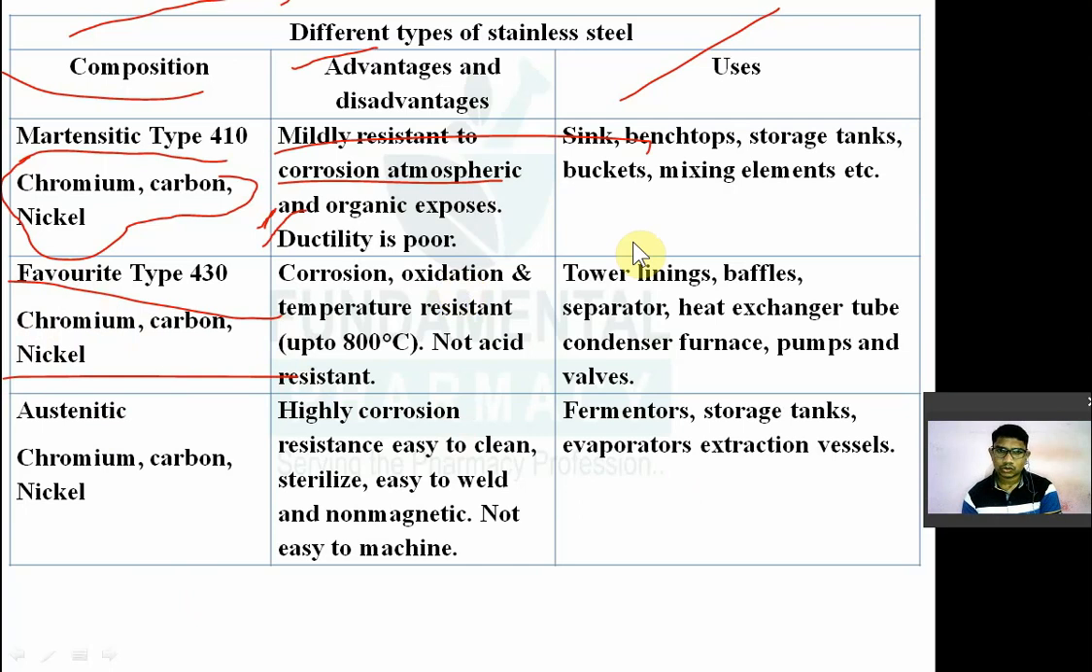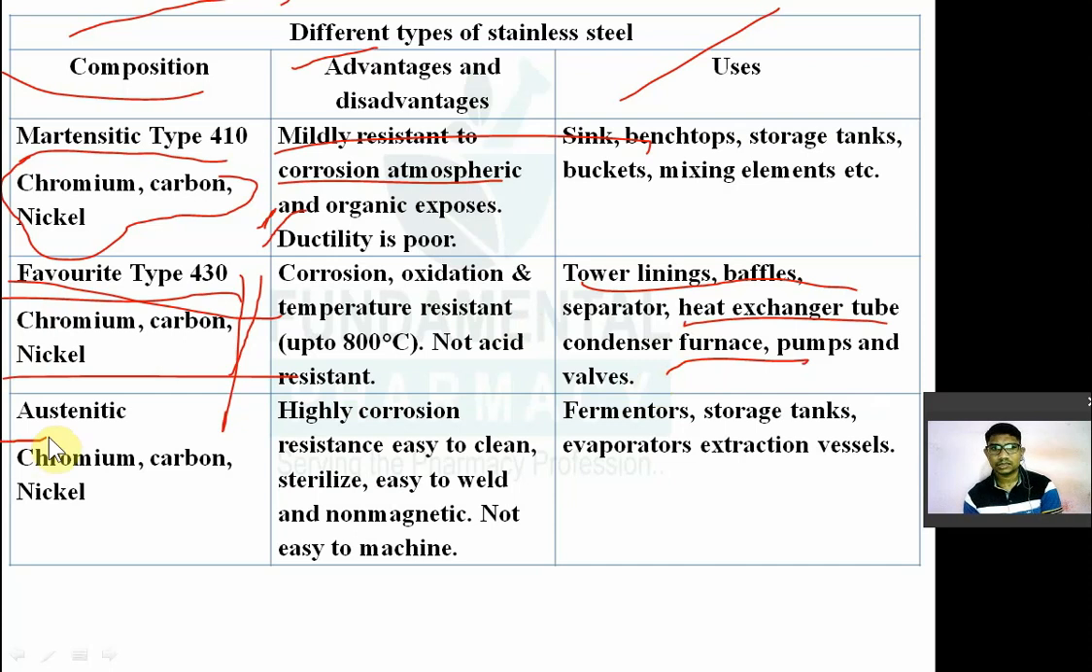Again it is corrosion, oxidation and temperature resistant. It can withstand 800 degrees Celsius. This type of steel will not be affected even at 800 degrees Celsius temperature. So it is used mostly for furnaces or wherever a lot of heat is involved in the design. Ferritic type 430 steel is used, but it is not acid resistant. So it is used for tower lining, baffles, separators, heat exchange tubes, then furnaces, pumps and valves. So that is made by ferritic type 430 steel.